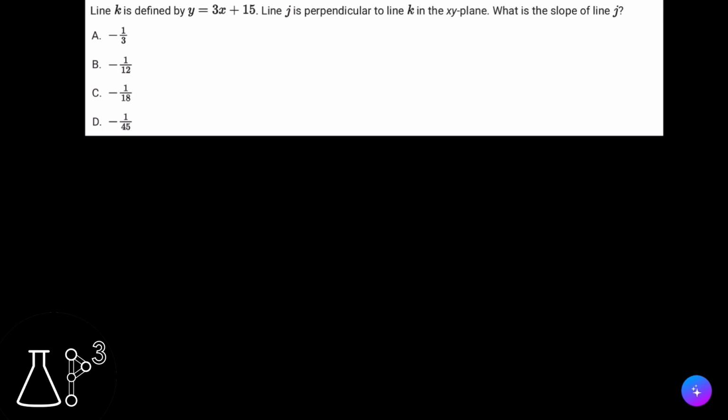Okay, let's do another question. This one's a little bit more simple. Line K is defined by y equals 3x plus 15. Line J is perpendicular to line K in the xy-plane. What is the slope of line J? All we need to do for this type of question is understand what perpendicular lines mean.